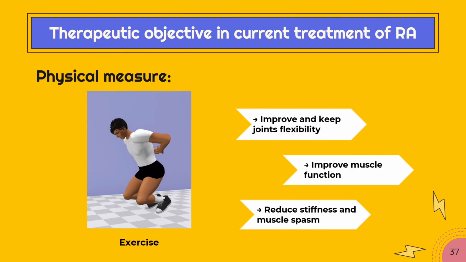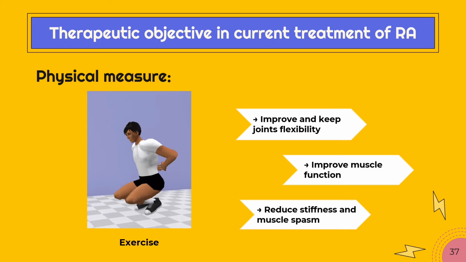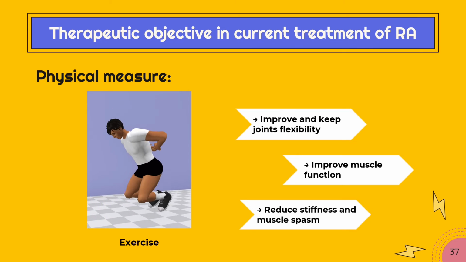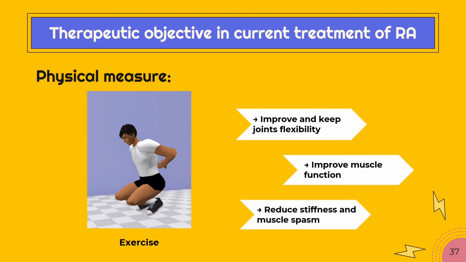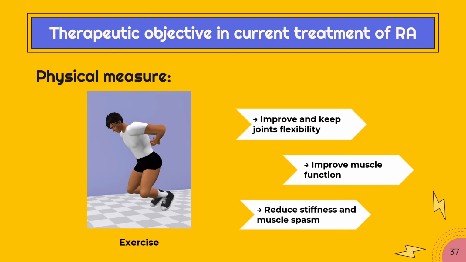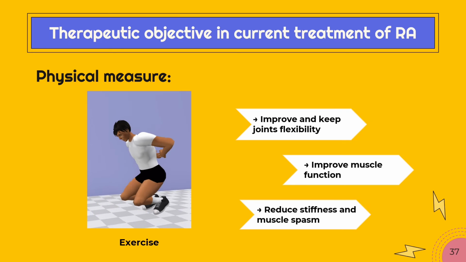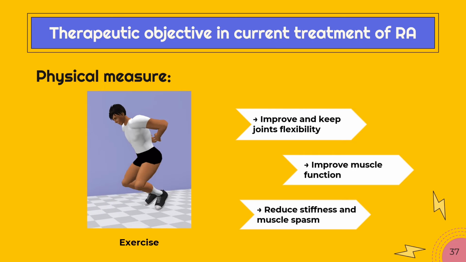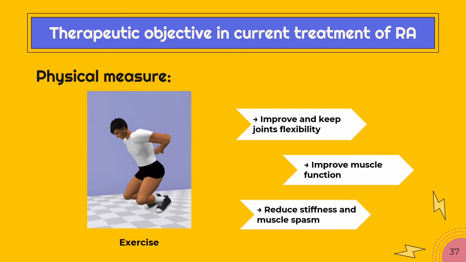The third treatment is by physical measures. Exercise is important to improve and keep joint flexibility, improve muscle function, and reduce stiffness and muscle spasm. During acute inflammation, passive range of motion exercise helps to prevent flexion contractures.